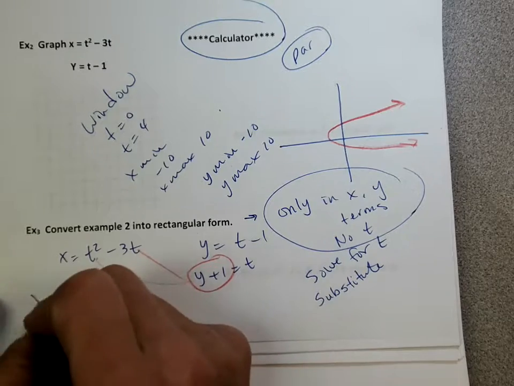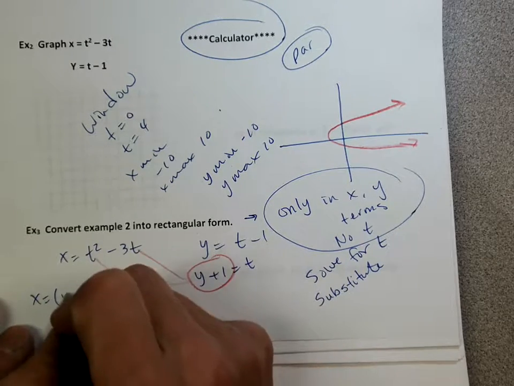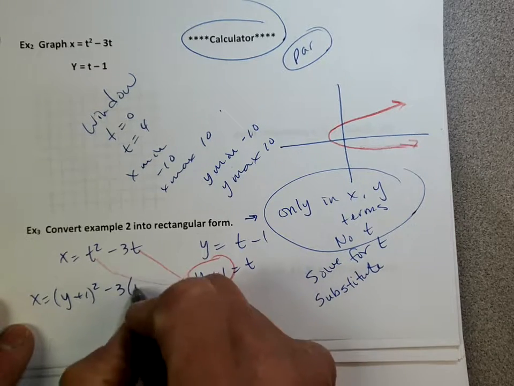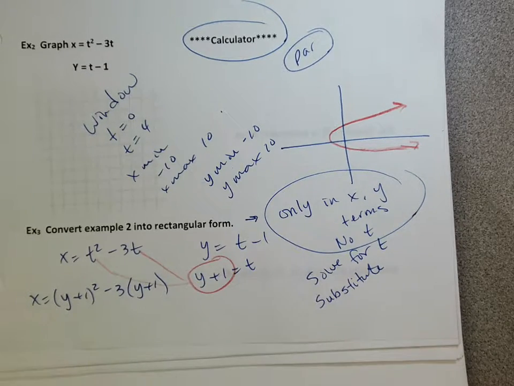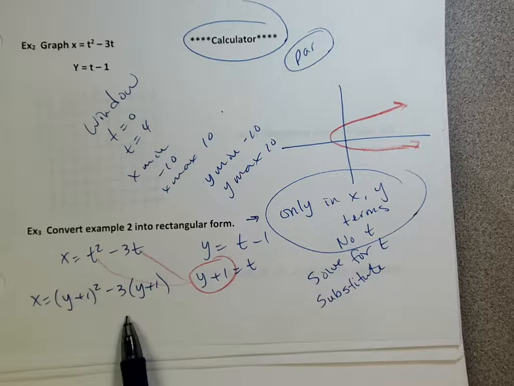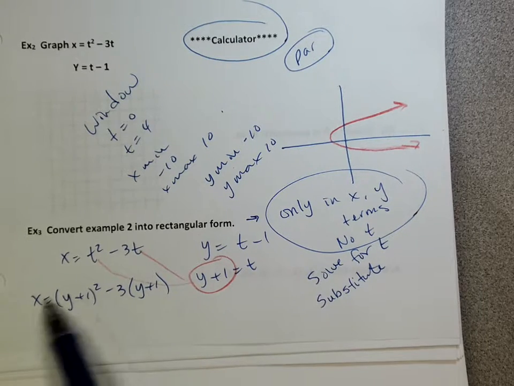So I'll say, all right, x is now equal to (y plus 1) squared minus 3 times (y plus 1). Okay, now that is correct. I'm probably going to do something more with it. I'm going to probably simplify it. But all of a sudden now it is in rectangular form. Okay, that is the answer. I'm going to tidy it up, make it look nicer, but that is the answer, x's and y's.